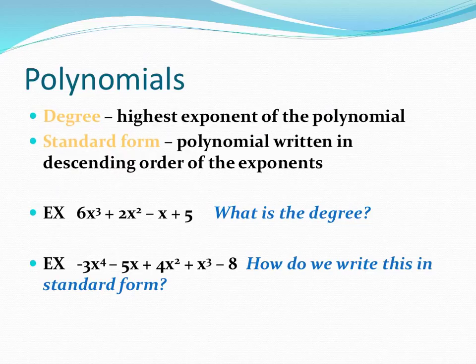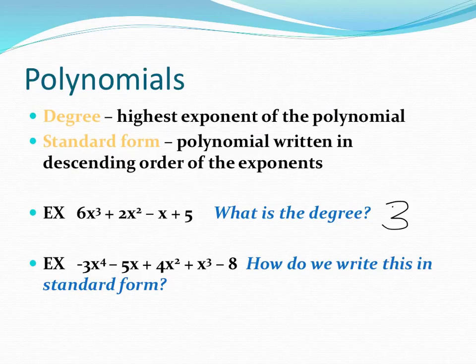Let's look at each of the terms. The first term is negative 6x squared. The next term is 2x squared. The next term is negative x. And the last term is 5. Now look at the exponents in each of the terms. What is the highest exponent that you see? It is the 3. So the degree of that polynomial is 3.